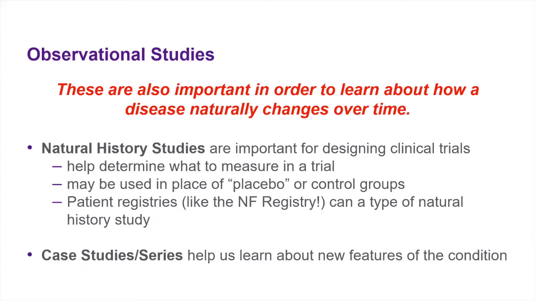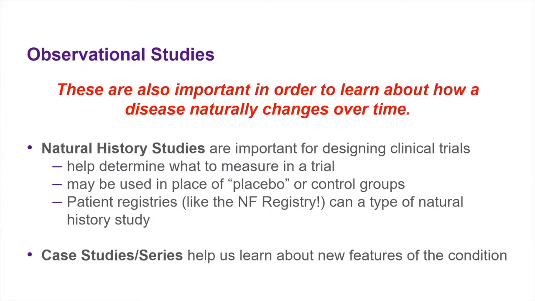And when we have really good natural history data, that means we can sometimes use it in place of a placebo or a sugar pill, so that we don't have to have someone who's in the control group on the study and doesn't get the experimental medication. Some types of patient registries are also a form of natural history study, because they ask participants for updates on their clinical information. So the NF Registry is actually a form of a natural history study.